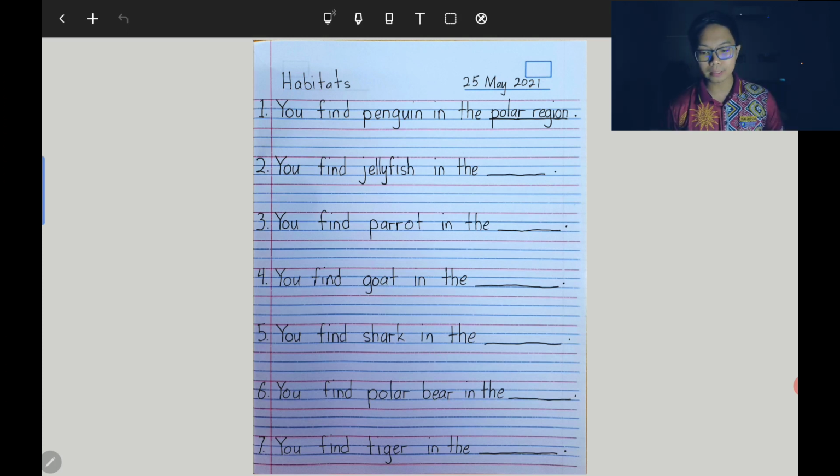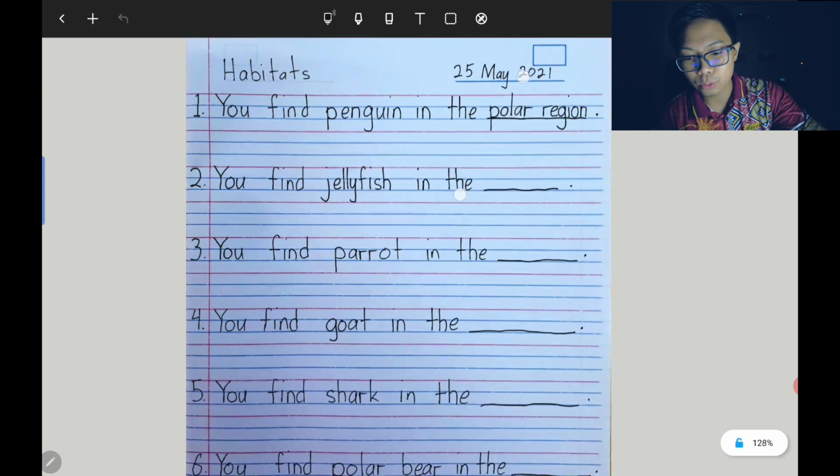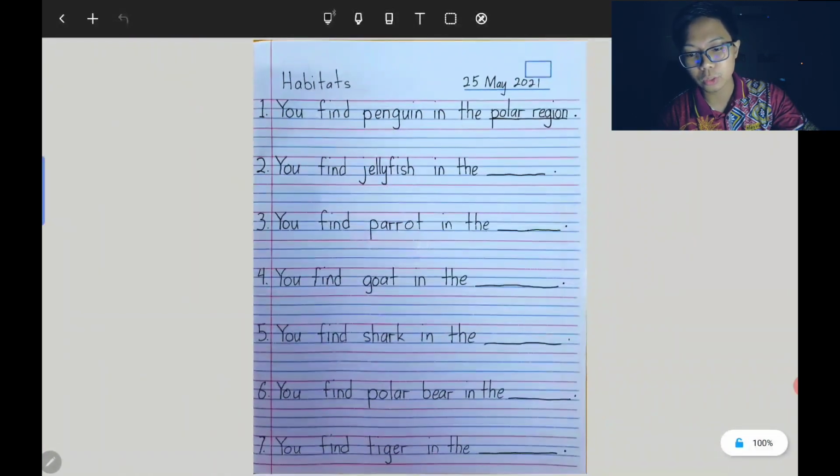So after you have done, as usual, macam biasa, you have to send to our Telegram group so that I can check your handwriting, I can check your spelling, and finally I would like to know your answers. Cikgu mau tengok jawapan kamu betul atau tidak.